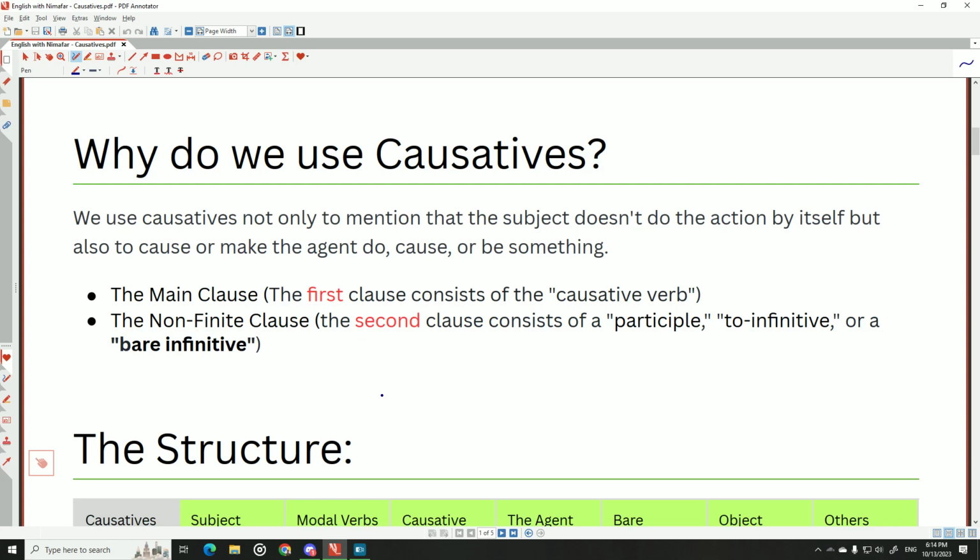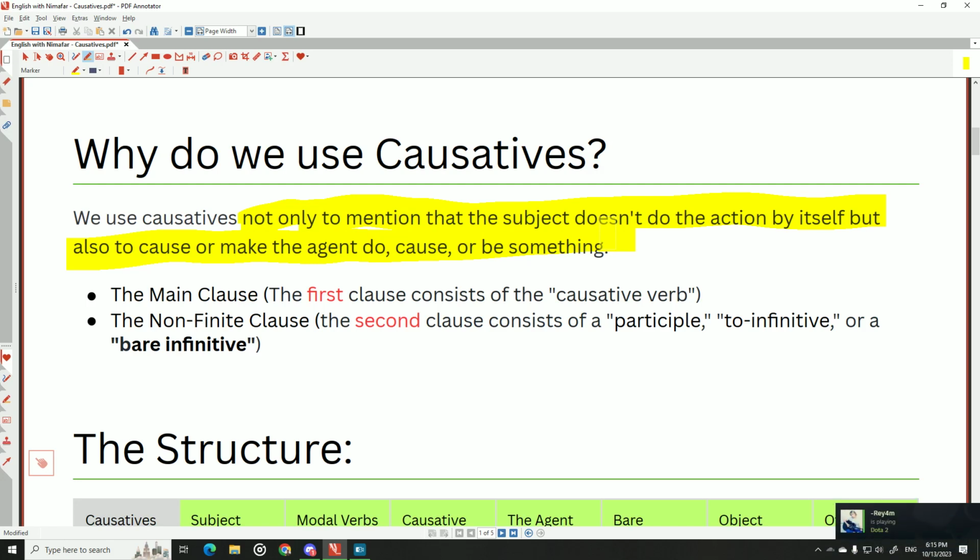We use causatives, and this is important, not only to mention that the subject doesn't do the action by itself, but also to cause or make the agent do, cause, or be something. Okay? It means you, as the subject, don't do the action. Instead, you cause or make the agent to do, cause, or be something.